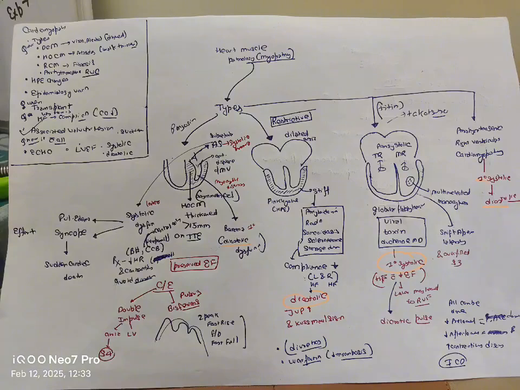So, starting first with hypertrophic cardiomyopathy. It's the most common form of cardiomyopathy. Coming to pathophysiology, there is asymmetrical septal hypertrophy. The left ventricle free wall thickness is increased. As a result, the volume of the left ventricle is reduced. It is also known as the banana shaped ventricle.